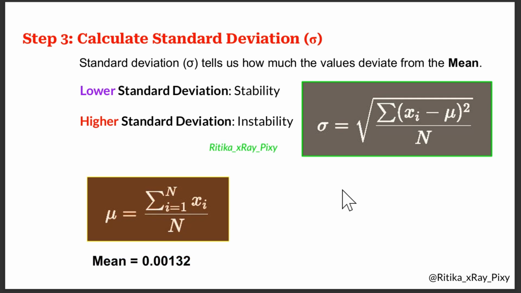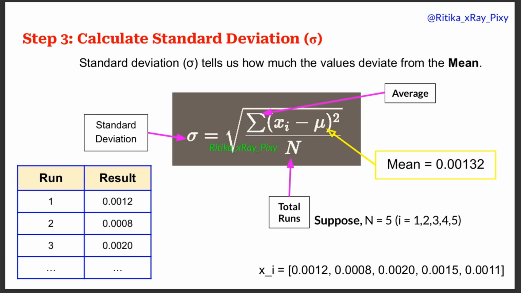So we will calculate the standard deviation using this formula. Here you can see capital N, that is the total number of runs. We have 5, so 1 to n means 5 runs. X1 means the algorithm value in the first run, that is 0.0012. X2 is the algorithm final value in the second run, that is 0.008. X3 is the algorithm final value in the third run, 0.0020. Like that we have it for 5 runs.